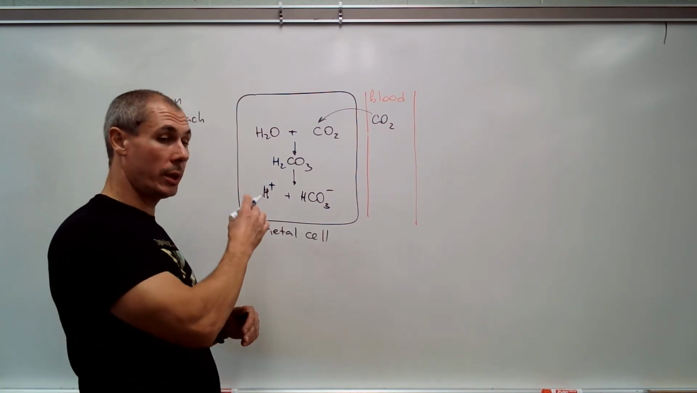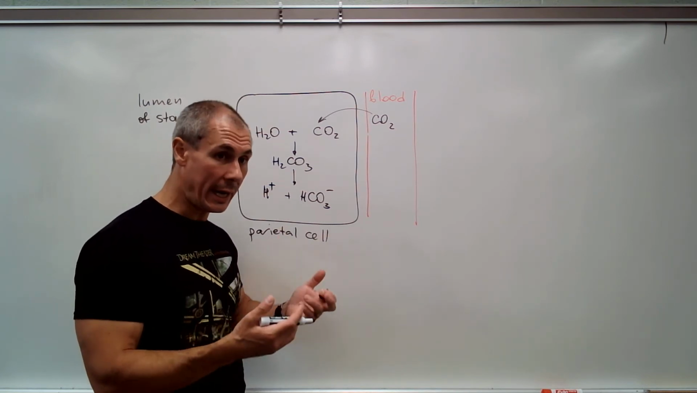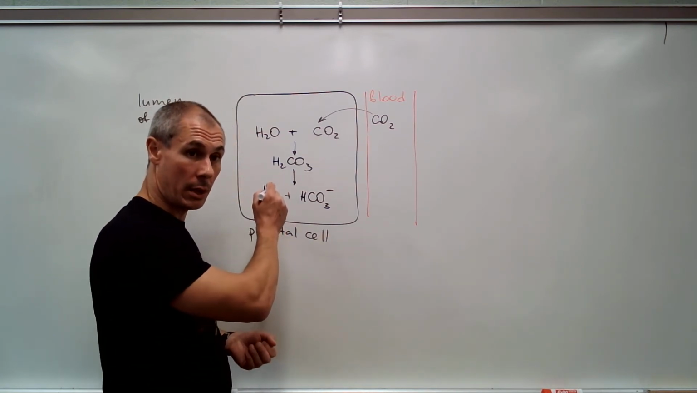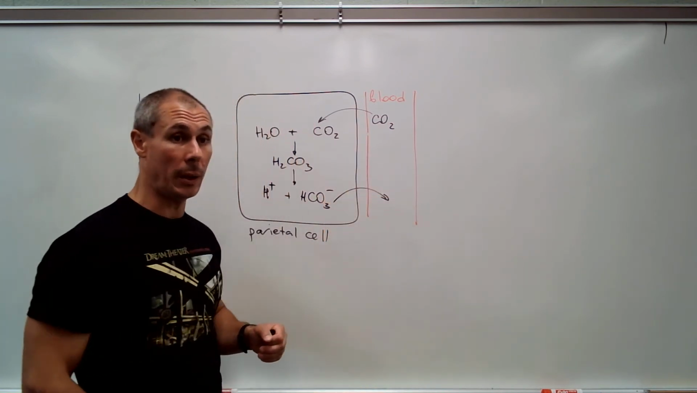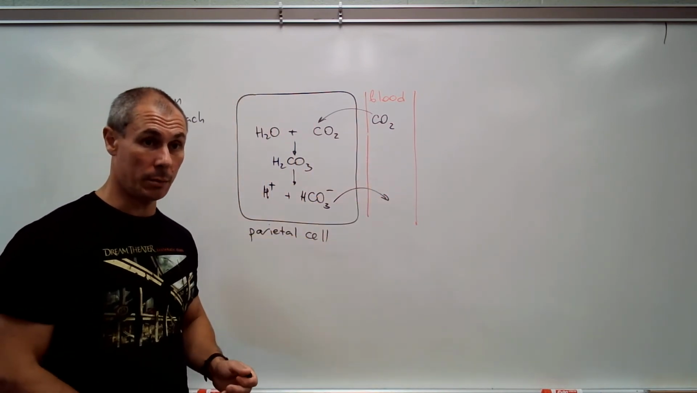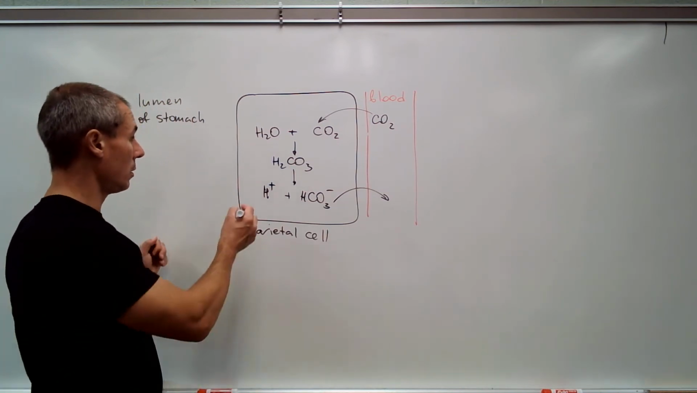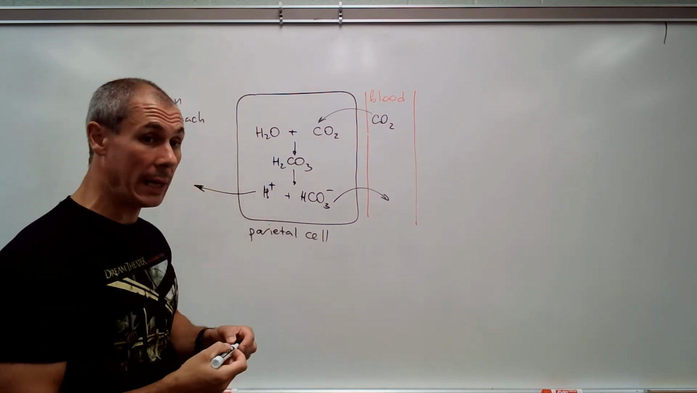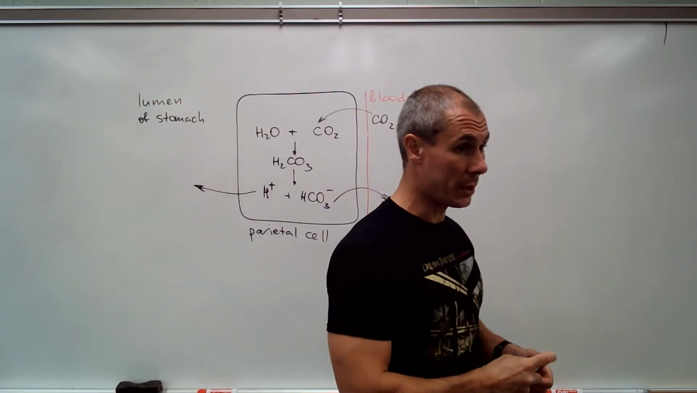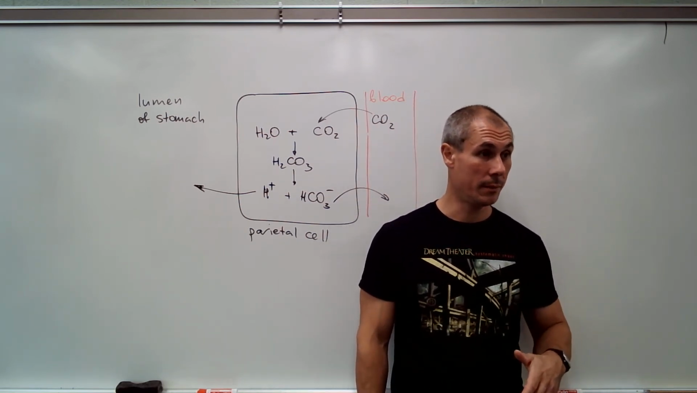So in the case of parietal cells in the stomach, our target ion is the hydrogen ion. Does that make sense? So bicarbonate is being pumped back into the blood just because we don't need it. And hydrogen has to be moved into the lumen of the stomach. This is where acid is present. Does that make sense?